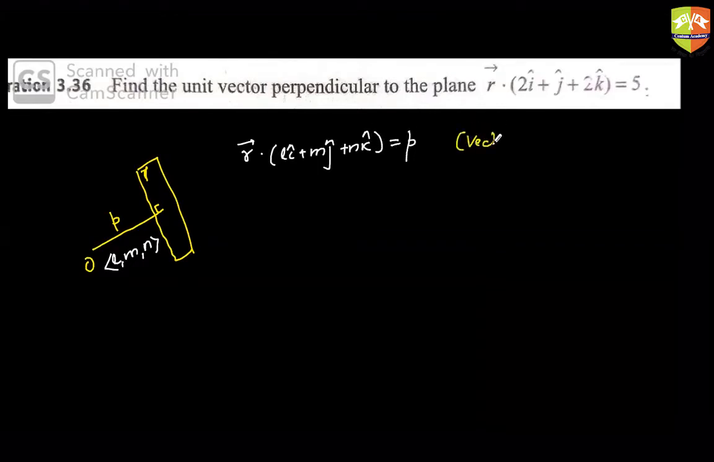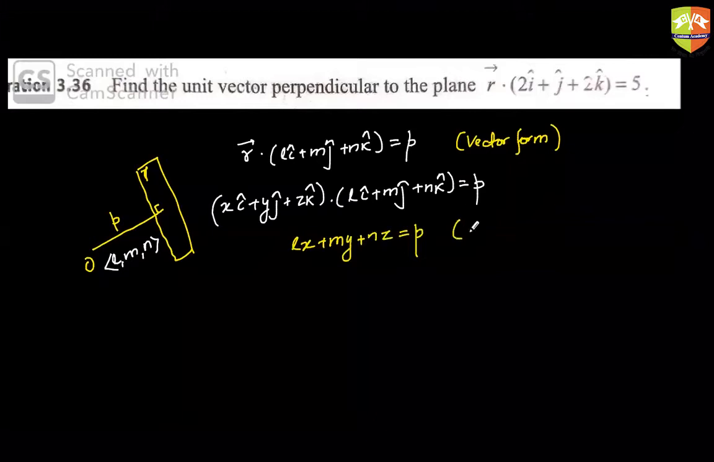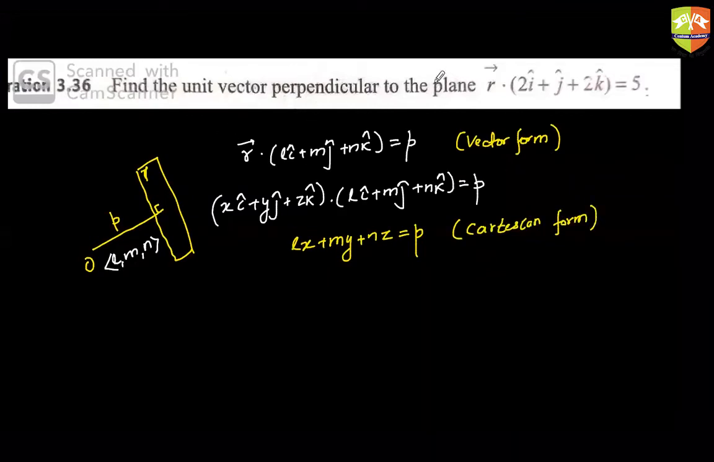If you write the same in Cartesian form, simply replace your r with x i + y j + z k. That means you do this activity. And when you do the dot product, you end up getting lx + my + nz = p. So this is the Cartesian form of the equation. Based on this form itself is the question. Find the unit vector perpendicular to the plane.